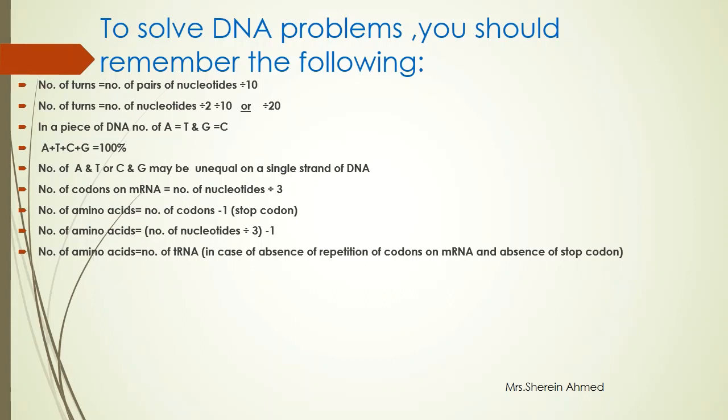But if there is a repetition of codons, that means repetition of amino acids in the protein, so the number of tRNA molecules will be equal to the number of types of amino acids, not the number of amino acids. The number of amino acids, of course, is equal to the number of anticodons.